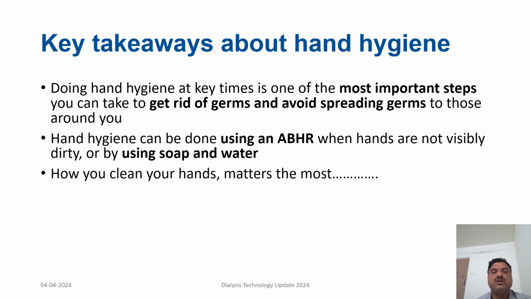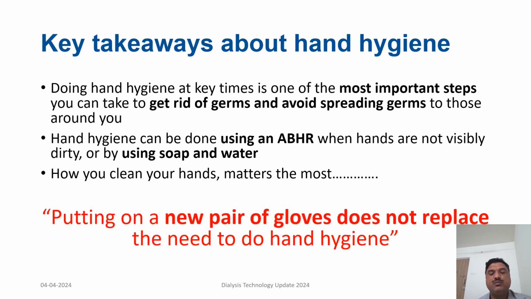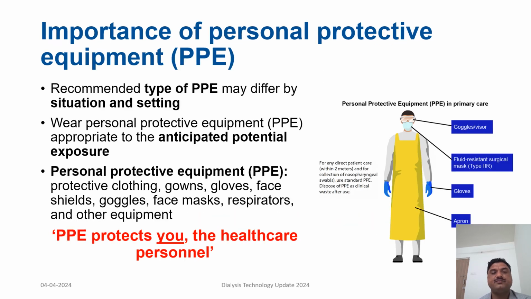What is more important is that hand hygiene is the most important step in preventing infection by getting rid of germs and avoiding the spread of germs. Doing hand hygiene either in the form of alcohol based hand rubs or by using soap and water is equally beneficial. When you clean your hands, that's the most important thing. Putting on a new pair of gloves does not replace the need for doing hand hygiene.